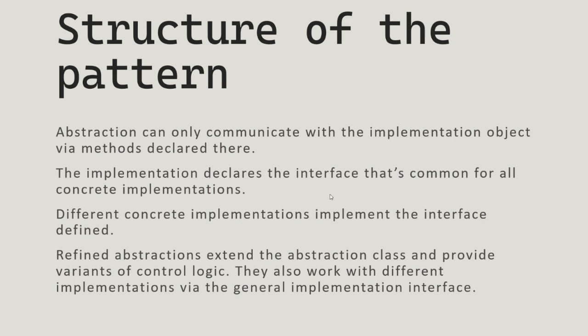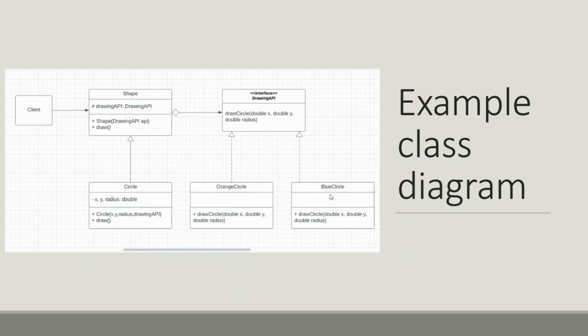They also work with different implementations via the general implementation interface. And so this is our example class diagram. We have the shape abstract class. This is going to be our abstraction, and as you can see, we also have the implementation interface, drawing API. So the shape has as an attribute the drawing API object, an object of type drawing API.